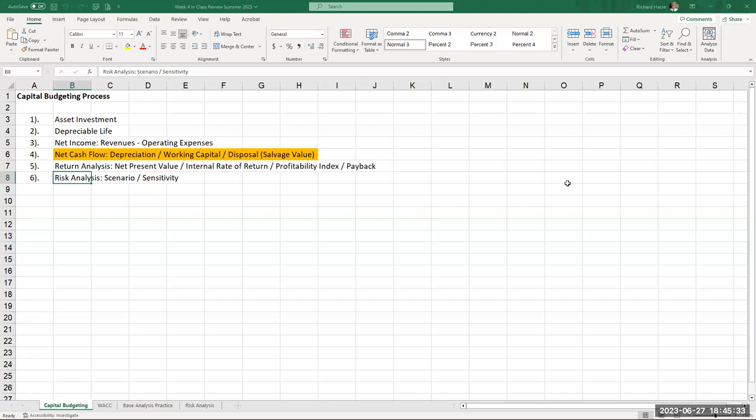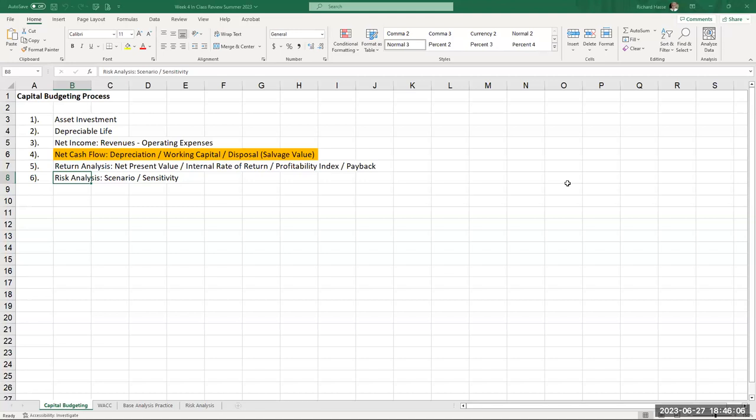Here's the review file we'll be looking at this week, more specifically in our Friday update video. We're looking at a six-step capital budget process. How much are we investing in an asset? What's its depreciable life? What kind of cash flow is being generated from this investment over its depreciable life? Cash flow defined as revenues minus expenses. What is the net cash flow resulting from this investment? The net income plus depreciation, working capital, salvage value.